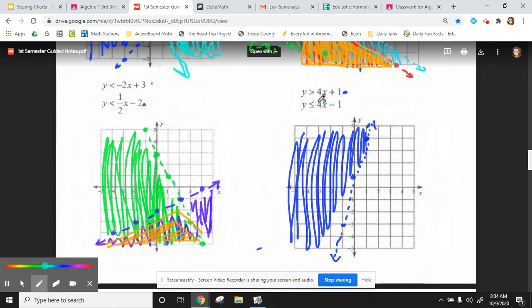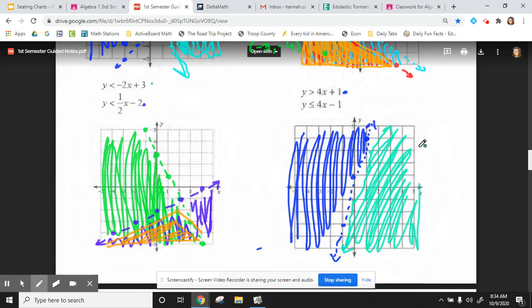Okay, then we have this one that starts at -1. It goes up 4 and over, down 4 and over. This one's a solid line. These are very bad lines. And it's less than, so we shade down. Is there anywhere where your shaded areas overlap? If there is not, this is no solution.